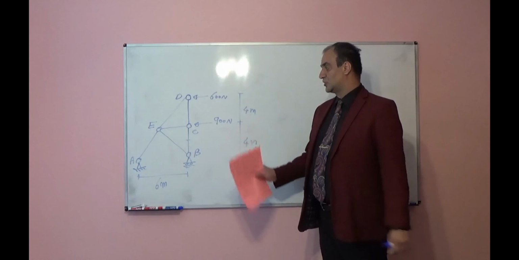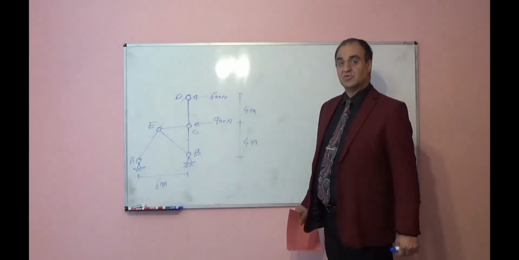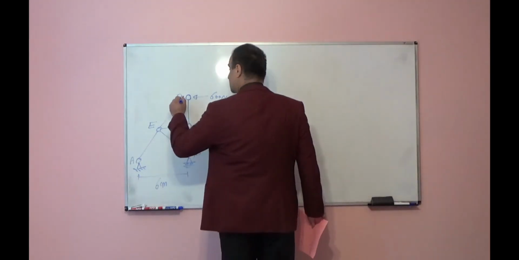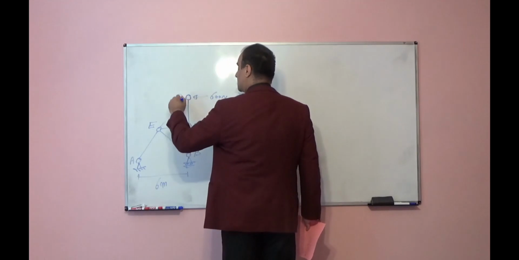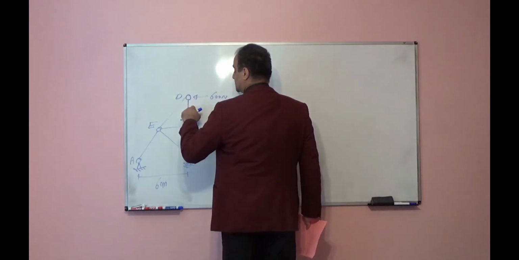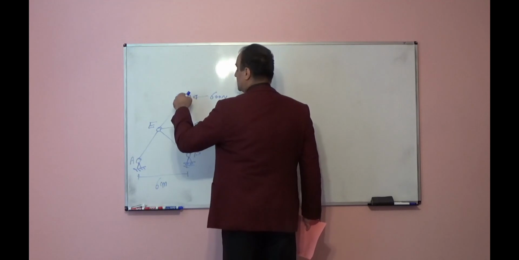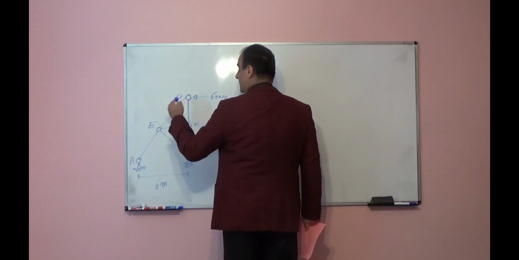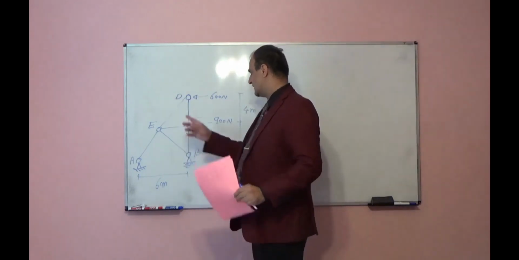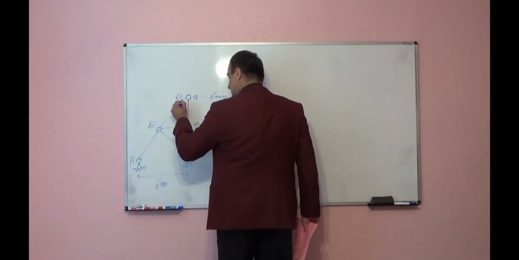If I want to solve this truss using joint method, you can start from joint B, cut joint B, and write summation of force in vertical direction. You will find DC. Then write summation of force in horizontal direction. You will find DE. Of course, first you should find alpha, this angle.